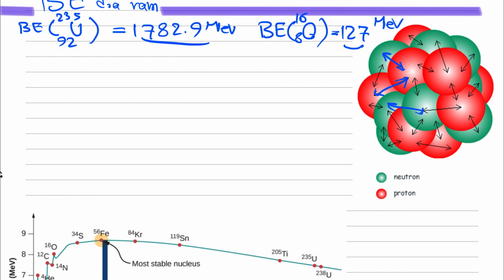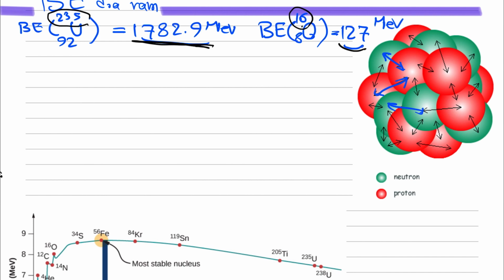Whether we can claim that oxygen is more unstable than uranium, the answer is no, because the 127 mega-electron volt is used to break all bonds between 16 nucleons, while this amount of energy here is used to break apart all bonds for 235 nucleons. Therefore, we are not able to compare these two values and conclude that oxygen is more stable.